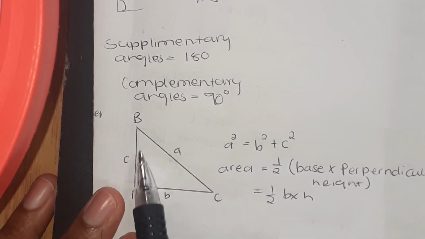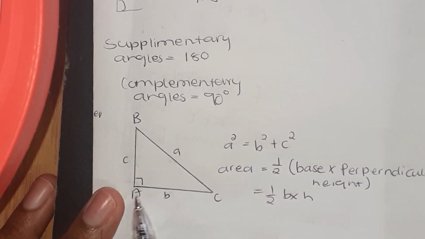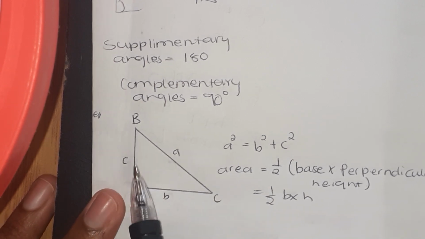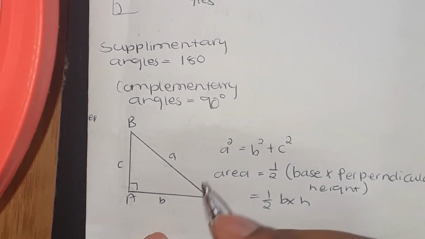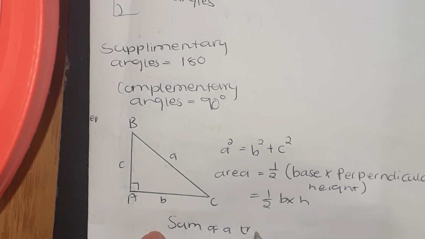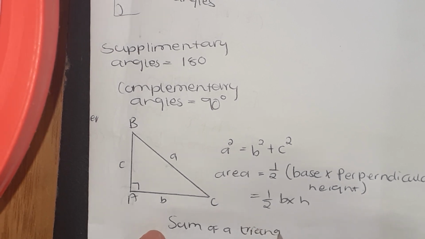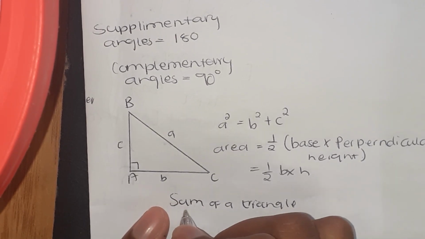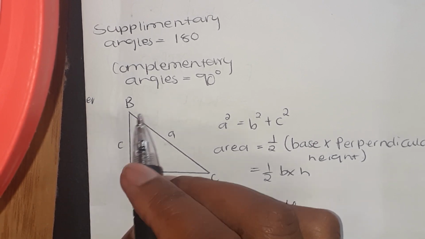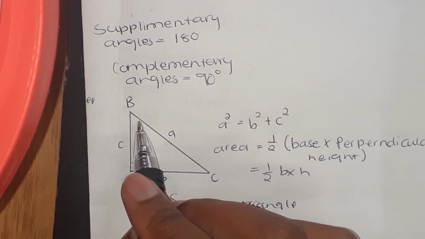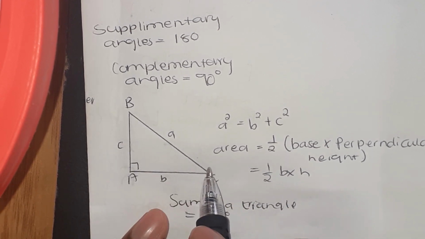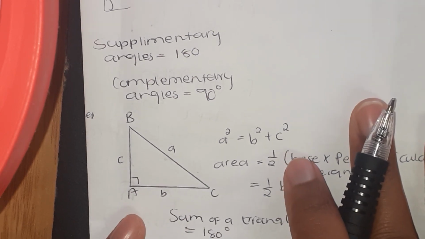And then we come here. So here we have B, we have A, we have C. This is a right angle. The sum of a triangle equals 180 degrees. So if this is 90, then you can find these two parts. These three angles added together have to give you 180.